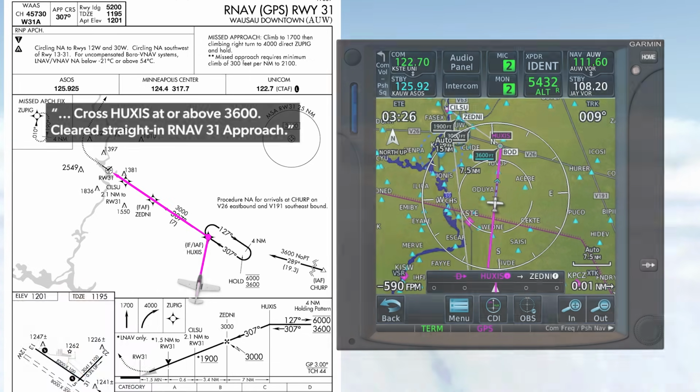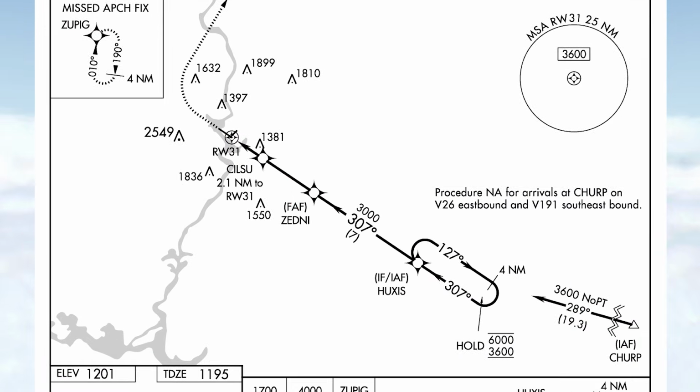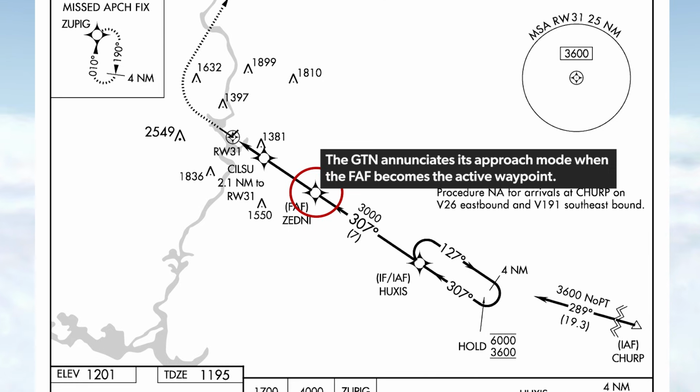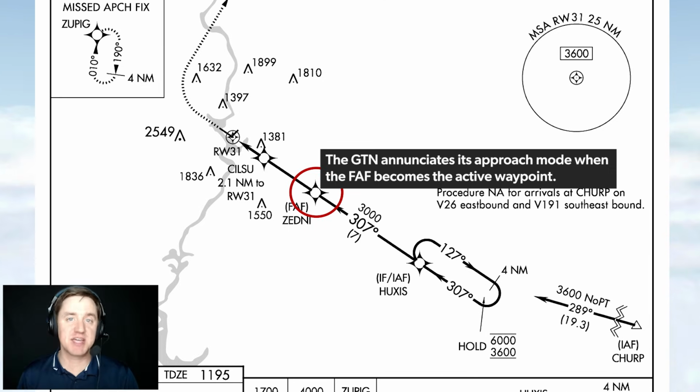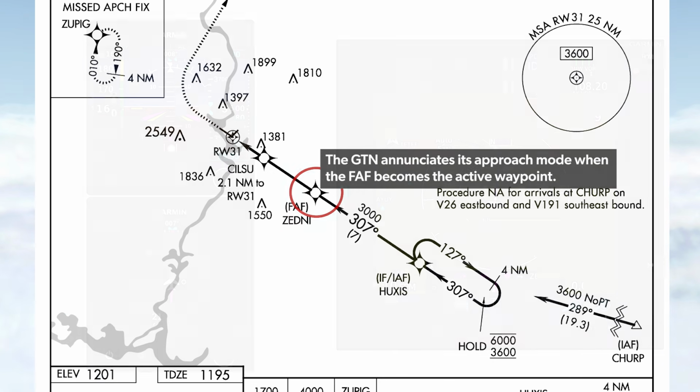on the approach. And it's at that point that the GTN will enunciate the approach mode. Remember, that happens when the final approach fix becomes the active waypoint. We'd expect the enunciation to be LPV here, but I've queued up a failure in the simulator that'll result in the approach downgrading to LNAV minimums. And we're going to see how that plays out.